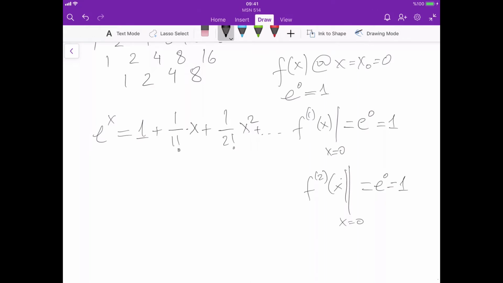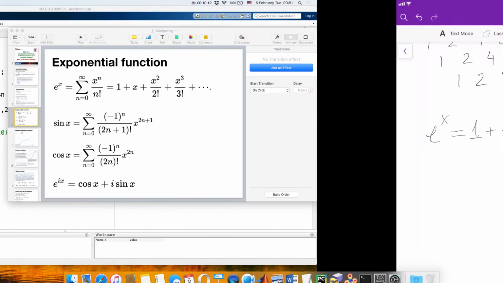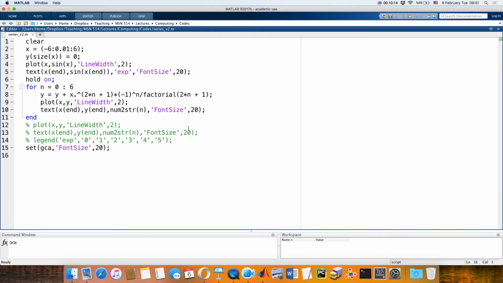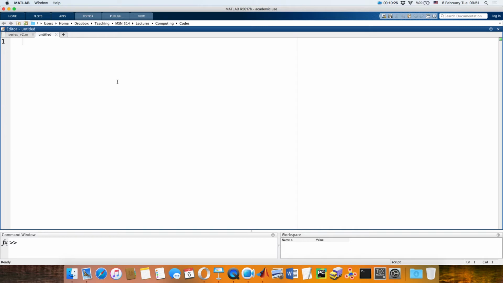Okay, let's actually plot these things. Okay, I made some plots. Do you want me to start from scratch or to use the code that I wrote already? Which one do you prefer?